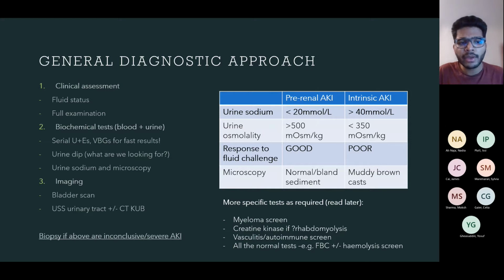Urine dip. While I'm talking, if somebody could just type in the chat what we're looking for mainly in the urine dip. And the urine sodium and microscopy are really helpful.